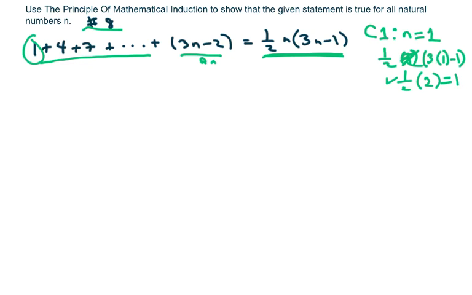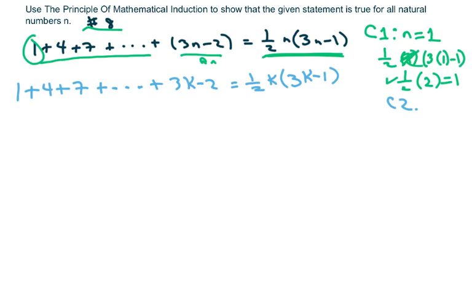Now, if this works for some natural number k, so I'm going to write 1 plus 4 plus 7 plus dot dot dot plus 3k minus 2, and everywhere there's an n, I'm going to put k. So condition 2 is: if it works for some k, then we're going to prove that it works for the next term, k plus 1. Okay, so I'm going to copy this sequence down here. It's just arithmetic, by the way, and the common difference is 3. And there's your 3 right there. You can see it. There's another one there.